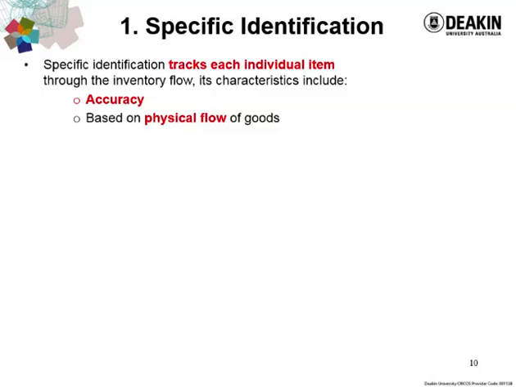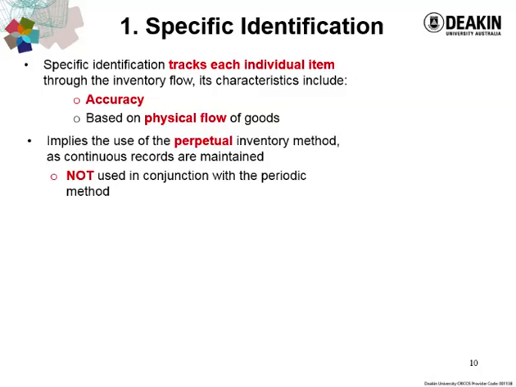Now, let's look at specific identification. This method exactly tracks every item through serial number when it is sold. So it matches the physical flow of inventory. This method will result in accurate cost of goods sold and closing inventory. Because under specific identification, we track every sold item and record their exact cost of goods sold, it can only be used with the perpetual method. This method cannot be used in conjunction with the periodic method.